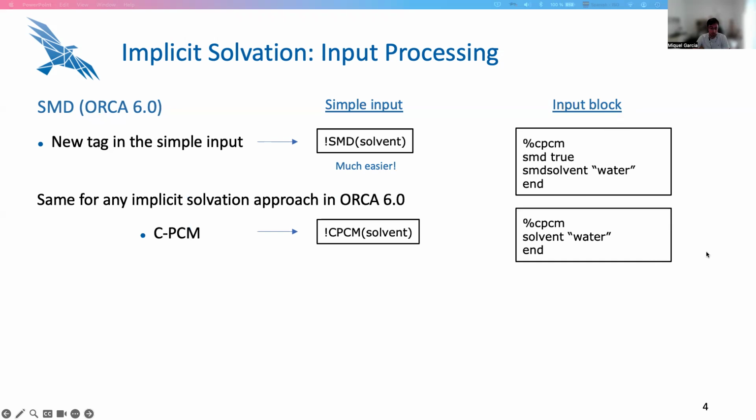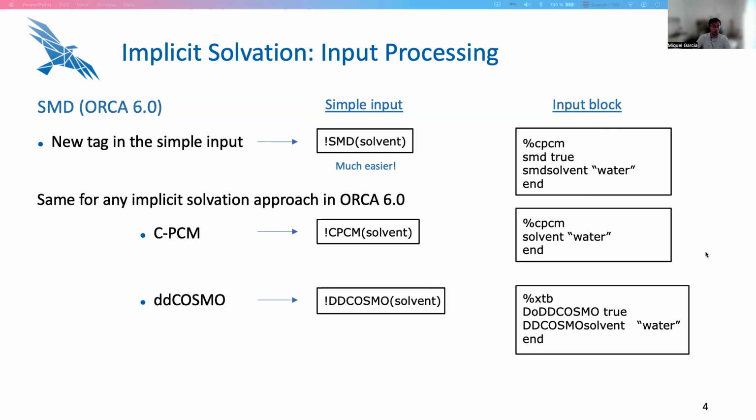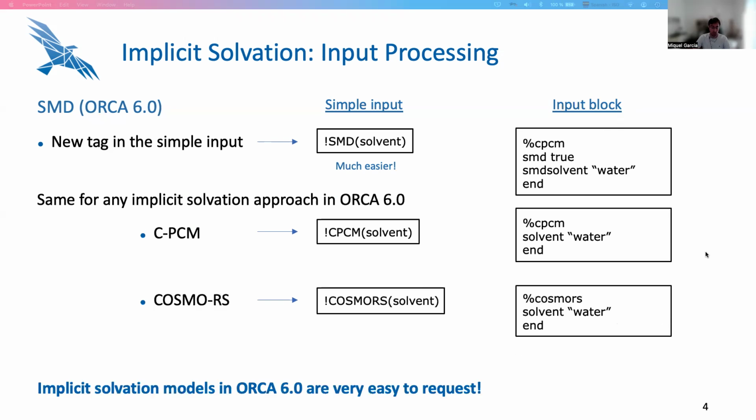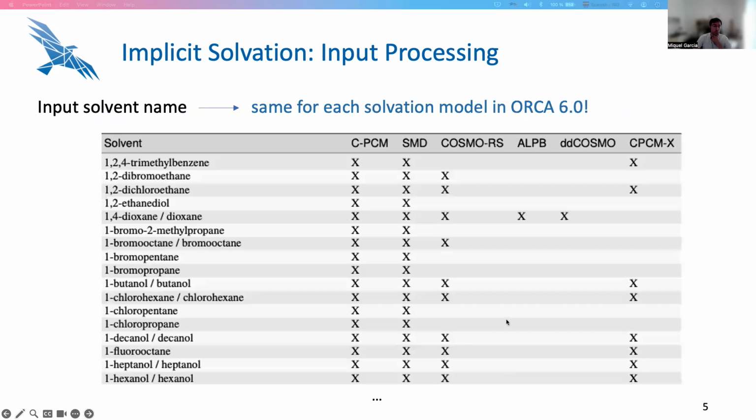And this strategy extends to the rest of the solvation methods, that is CPCM, ALPB, DD-COSMO, CPCM-X, and COSMO-RS, okay? So we can say that in ORCA 6, it's very easy to request any solvation method. Here there is a snapshot of the table with the possible input names for the solvents with the different implicit solvation approaches. For instance, for dioxane, we have 2 names, and we could write any of them, no matter if we use CPCM, SMD, COSMO-RS, ALPB, or DD-COSMO. Okay, this is really an advantage.